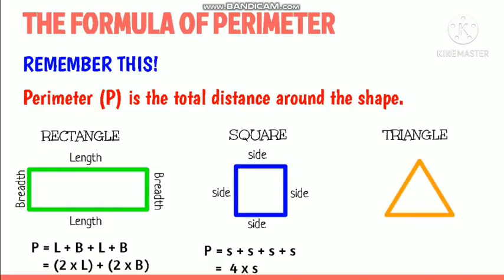And for the triangle, we have 3 sides around. So the perimeter is just adding all the sides: side 1 plus side 2 plus side 3. Alright, that's all the formula you have to remember.